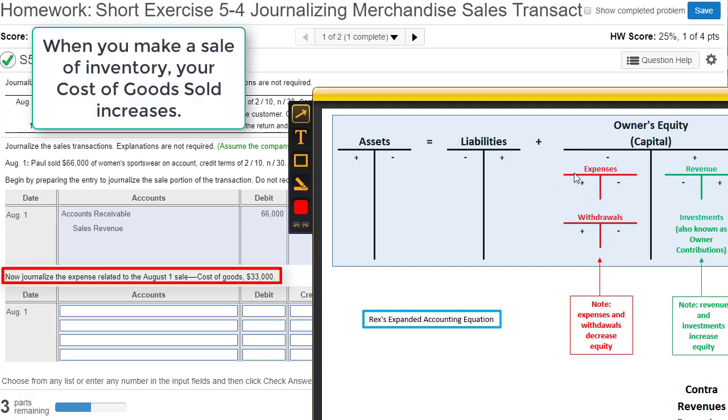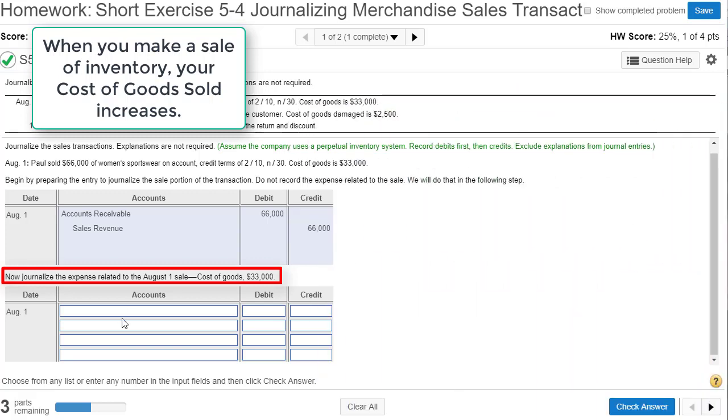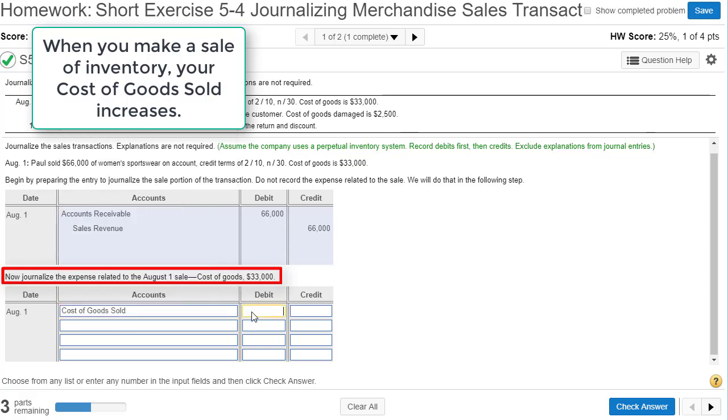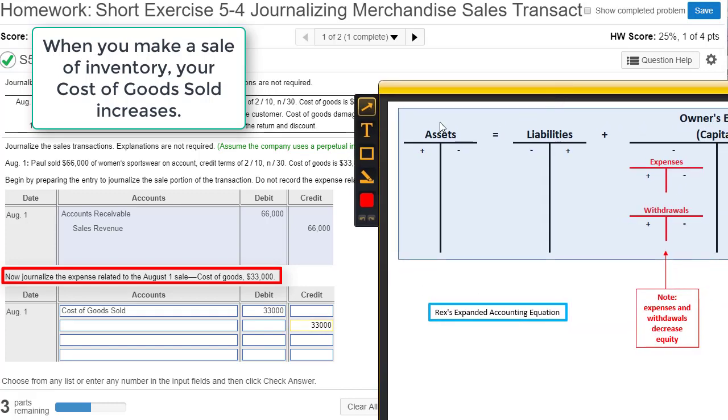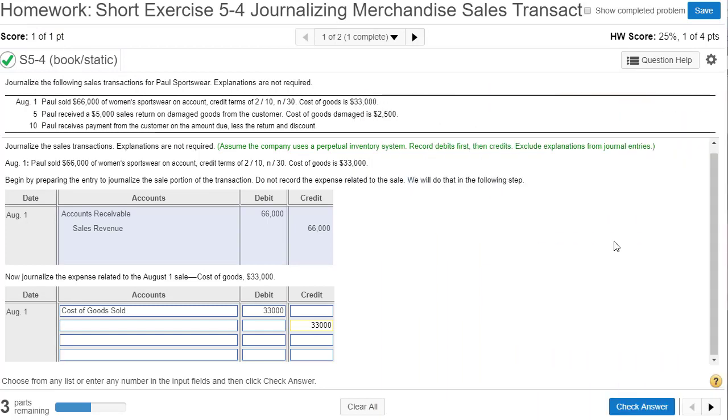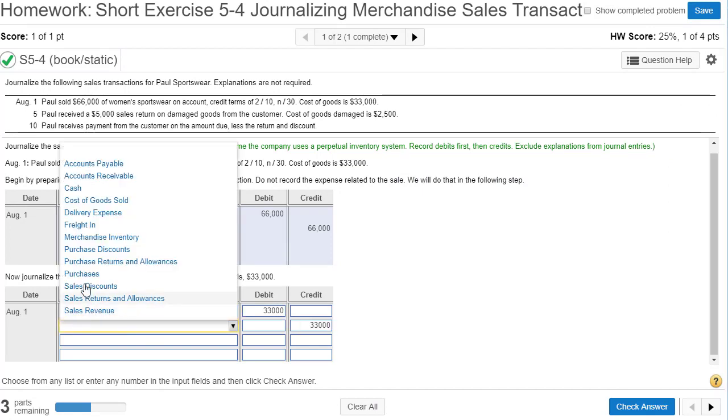So since we sold this inventory, do we have more expense or less expense? We have more expense, so we're going to debit COGS for $33,000. And our $33,000 credit is going to be our inventory going which way? Remember, inventory is an asset. So once we sell this inventory, do we have more inventory or less inventory? We have less. So inventory is going to be credited.